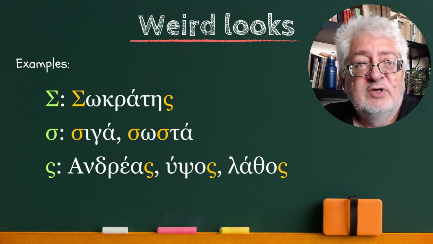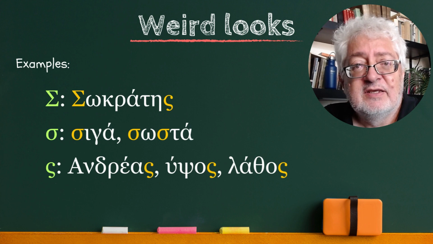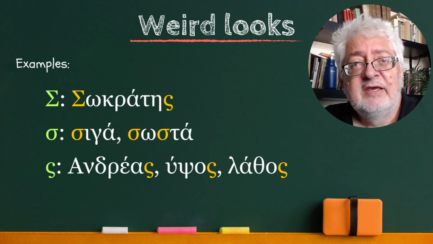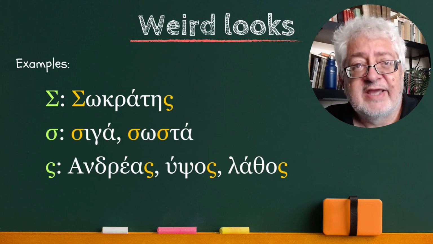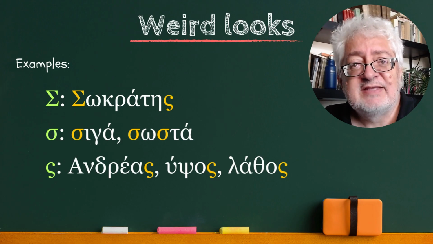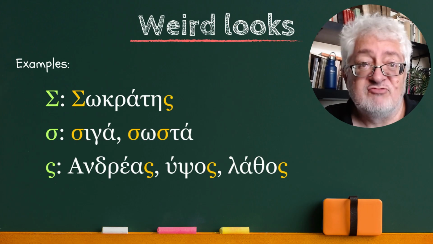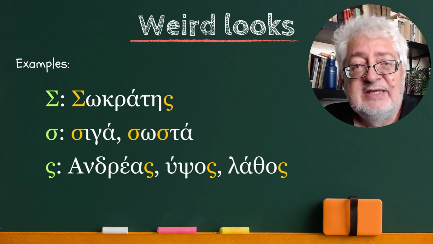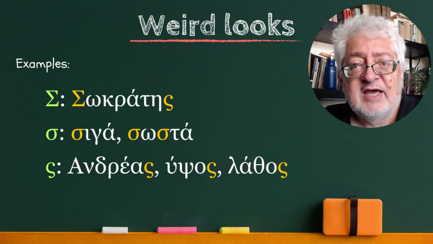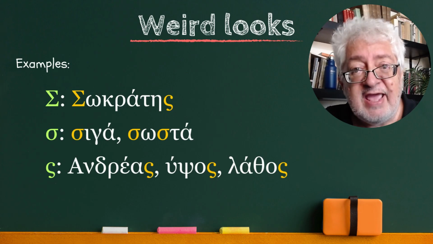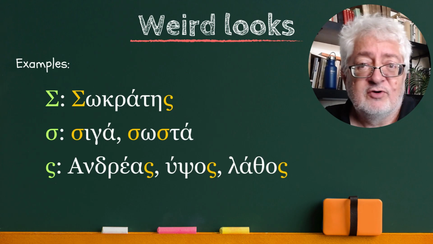So the words like sigá, which means not loud, softly speaking, soft sound, or it also means slowly. And then you have sosta, which means correct, contains two s. And then we have the final S in the name Andreas, for example, which is my name. The last letter is a final S. Ipsos means height, lathos means mistake or error, and these all end on an S, and therefore we use the final S.